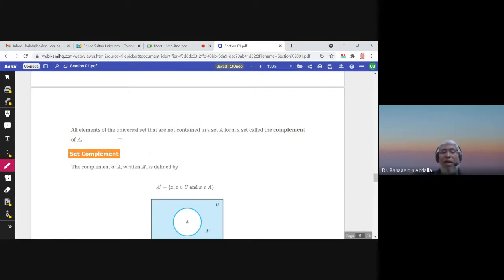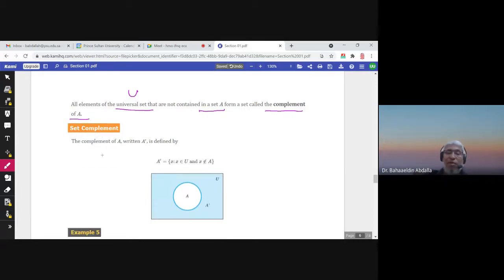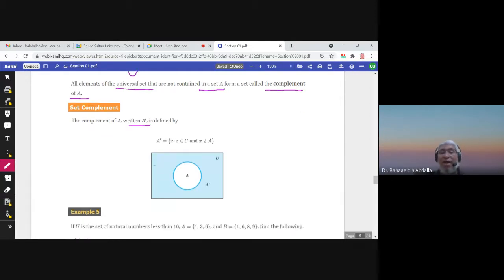Another operation, all elements of the universal set U that are not in A are called the complement of A. So what is the set complement? We denote it by A complement like this, A prime, A complement, and it's defined by all elements X in U such that they are not in A. So they are in U but not in A. So using a Venn diagram, if this is A, then this is the complement. All the elements outside A are in A complement.